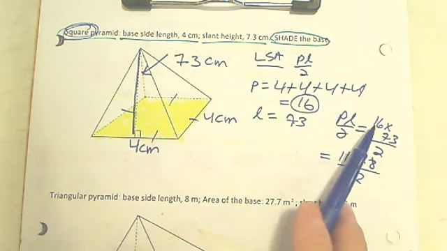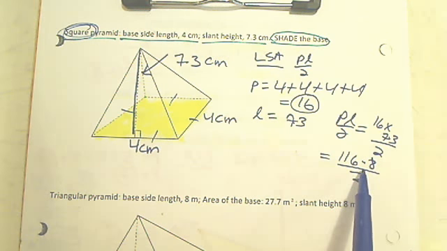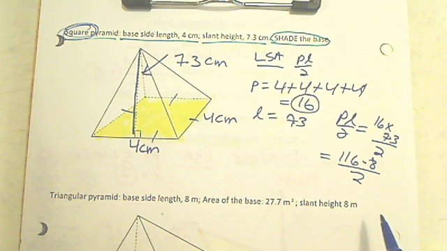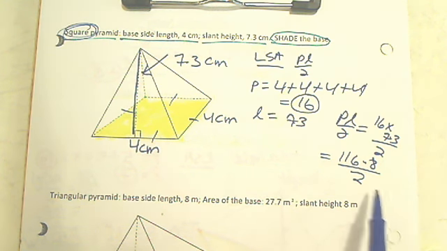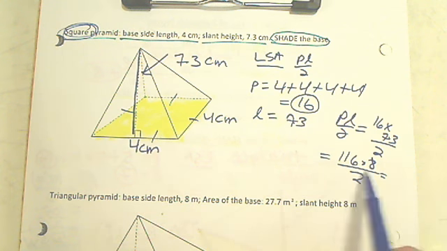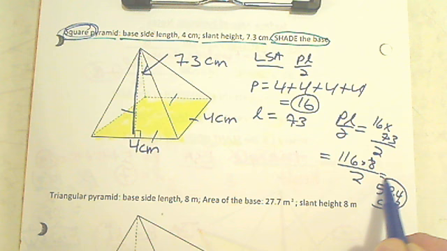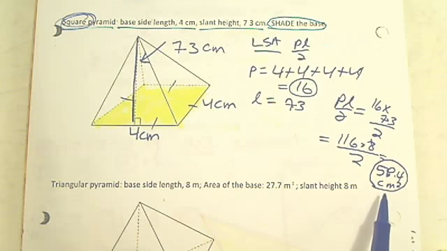You're just multiplying 16 times 7.3. How is that possible? 16 times 7 is only 112. Your decimal. And 116.8. You added wrong. And then half of this is 58.4 centimeters squared. That's only the lateral. That is not including the base.